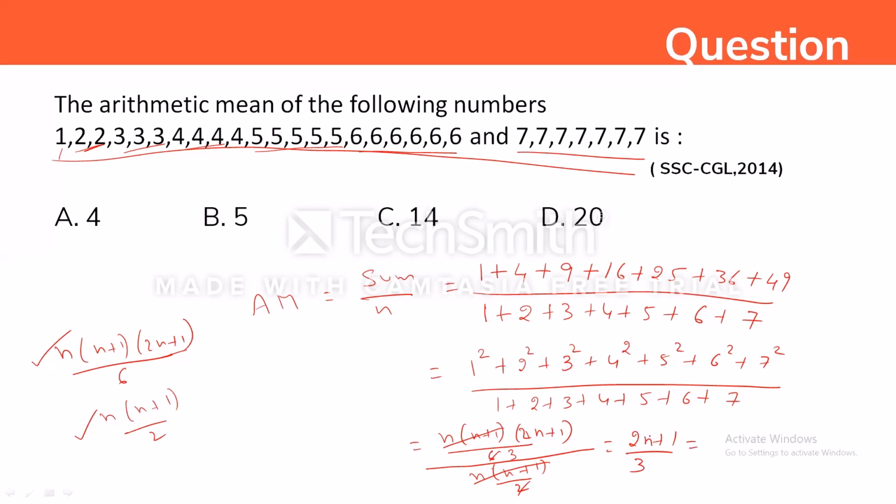And we already know the value of n here: 1 2 3 4 5 6 7. 7 is nothing but n. So substituting n equals 7 gives 2 into 7, 14, plus 1, 15. 15 divided by 3 is equal to 5. So the answer will be option B. This is how we can solve this question.